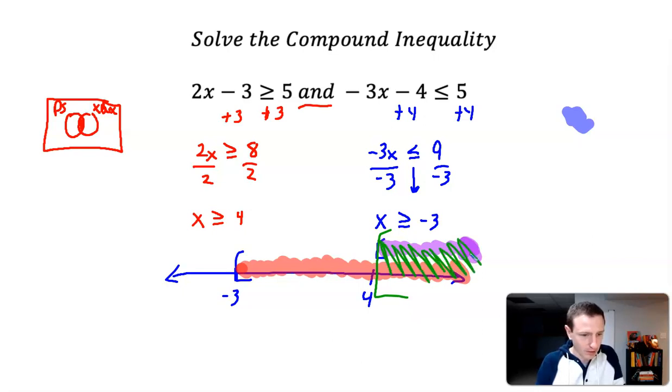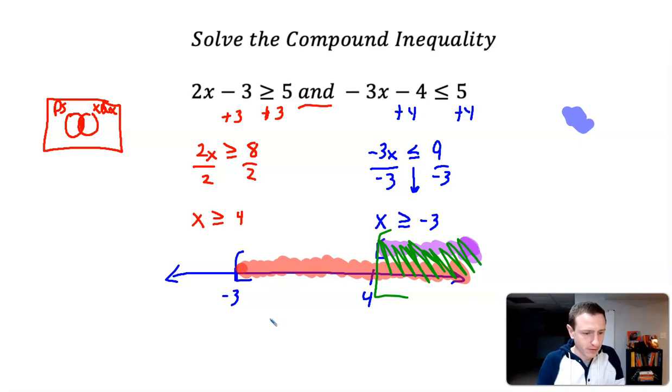This is where they start to overlap. Our solutions overlap right here, starting at 4. This is not part of our solution. From negative 3 to 4, this is not part of our solution. This negative 3 to 4 makes this one true, x is greater than or equal to negative 3, but it does not make this one true. In terms of the intersection, where they both are true, between negative 3 and 4 is not going to be a part of our solution.